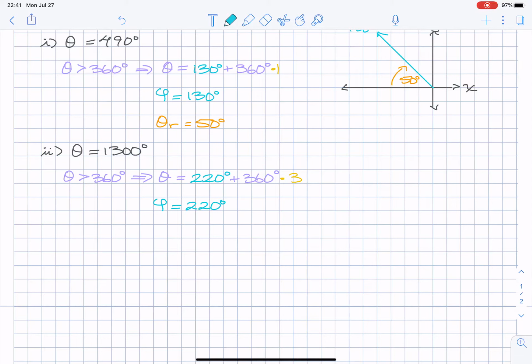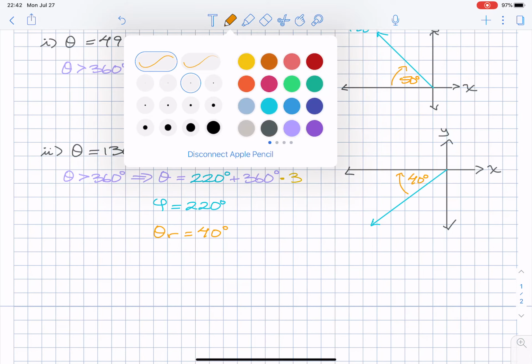So I can plot 220, which is beyond 180, but not quite 270. So I know I'm in quadrant 3, X and Y. So 220. How far away from 180 is that? 220 to 180, that's 40, right? So I claim this is 40 degrees here. So my reference angle, theta sub r, how far away from the x-axis am I? 40 degrees.